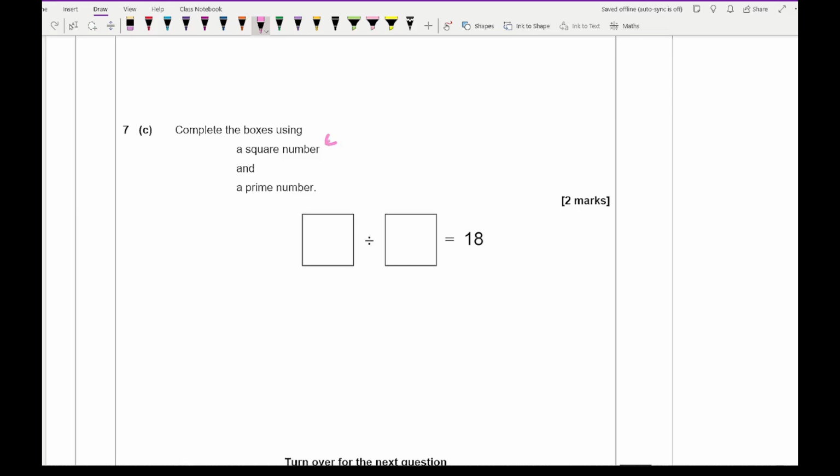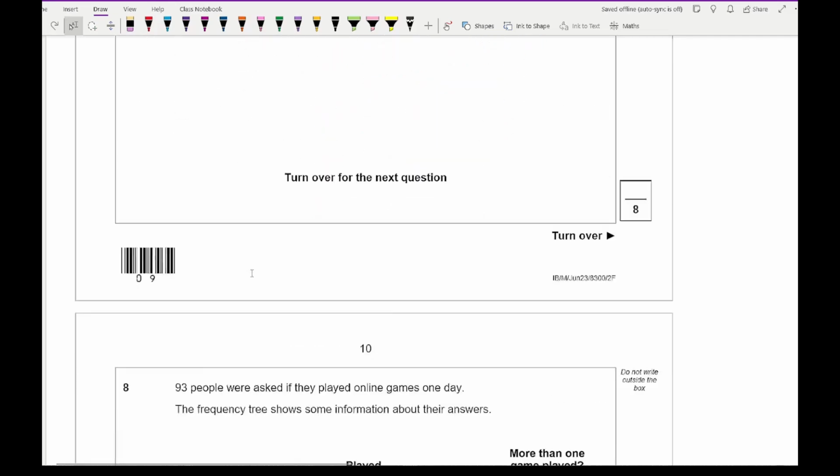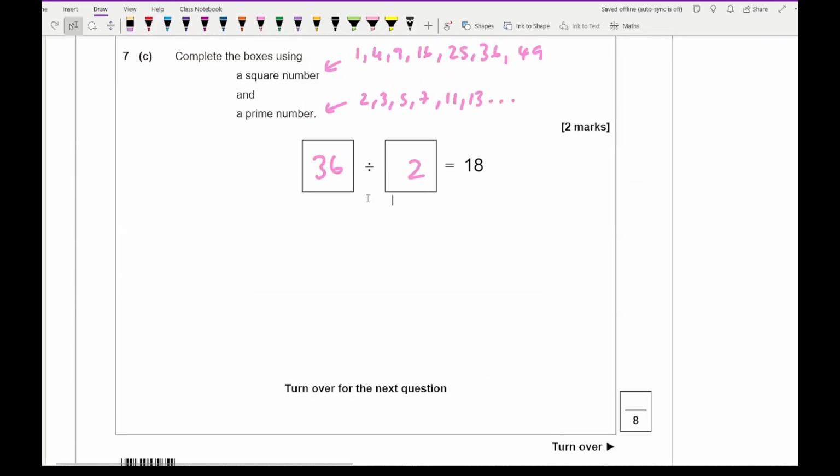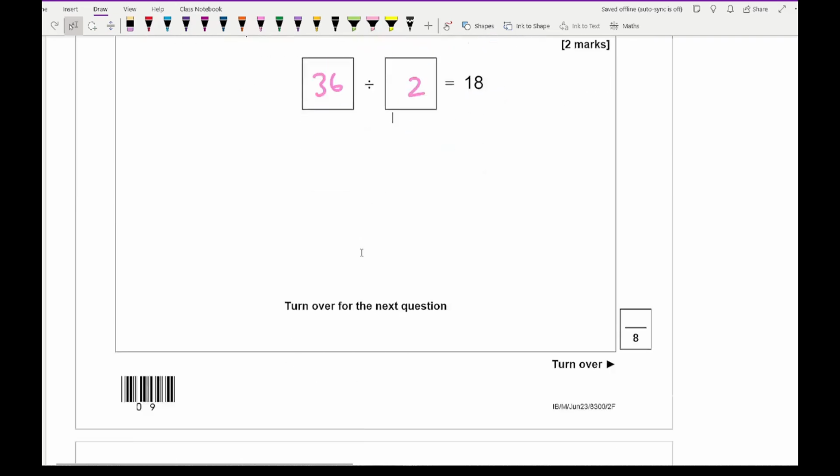Going through square numbers, we've got 1, 4, 9, 16, 25, 36, 49. Prime numbers, we've got 2, 3, 5, 7, 11, 13, and so on. A possible combination you could have is 36 and 2. There are lots of different combinations you potentially could have, but I'm going to go for those two. But with this, make sure it is in that order, and again, check on your calculator.